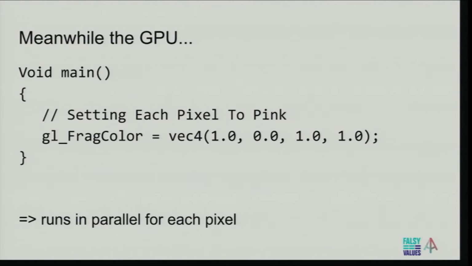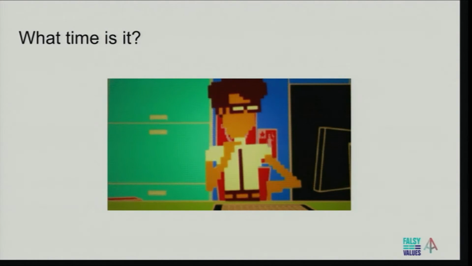And we just say, OK, this is going to be red 1, green 0, blue 1, which is pink, and alpha 1, that makes it opaque. And this is run for every single pixel in parallel. And that's really, really fast. And we can do really crazy stuff with it.